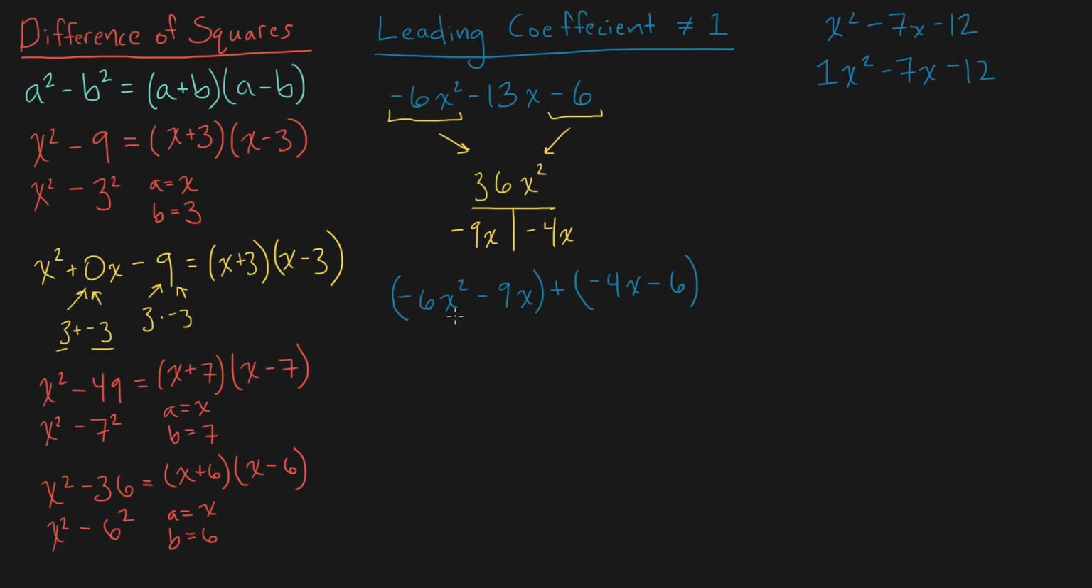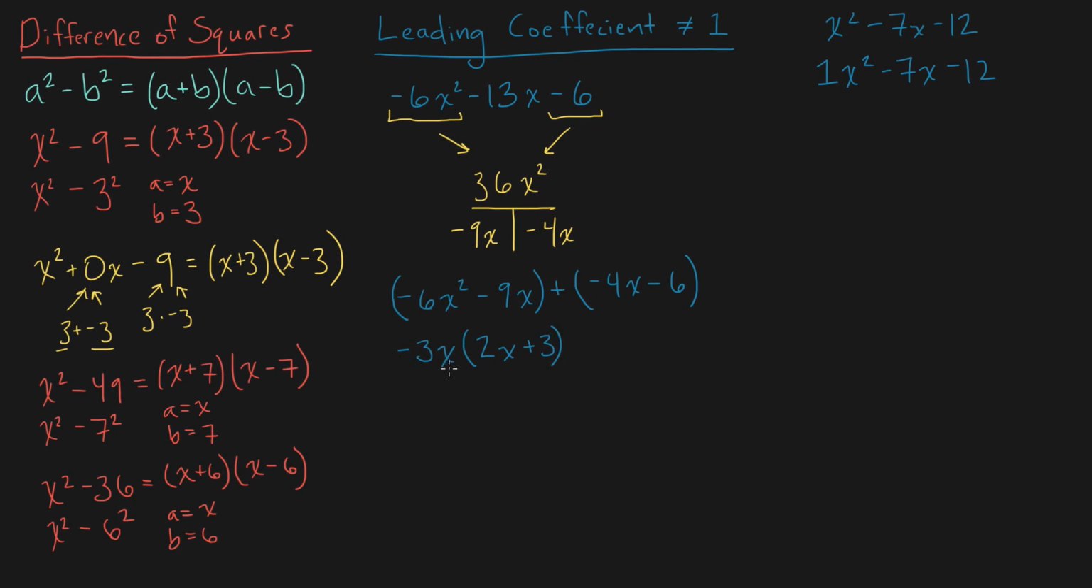Now the next thing that I want to do is factor out a factor from each of these sets of parentheses, such that what's left inside the parentheses is the same for both sets. So let me show you what I mean. If I factor out a negative 3x from this set, then that's going to leave me with 2x plus 3.